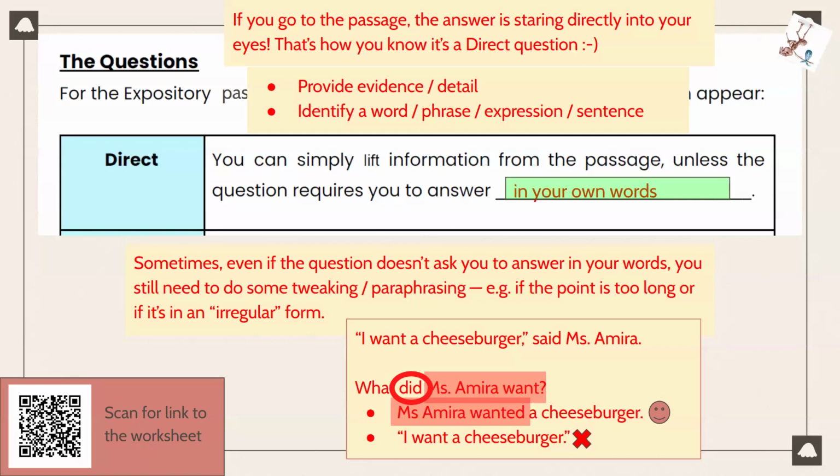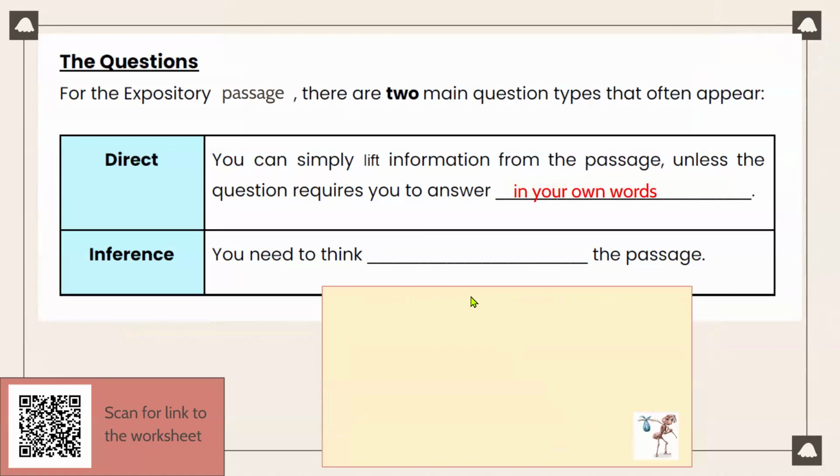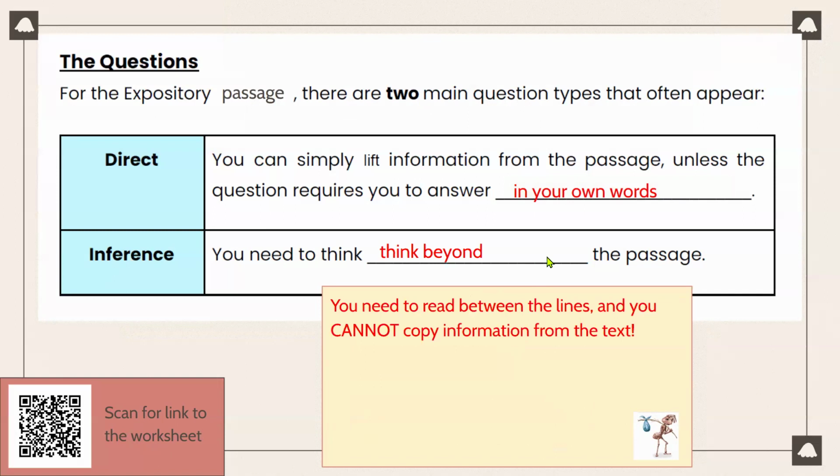Then let's take a look at your inference question, which sounds very familiar because you have been inferring for the longest time. For inference questions, the TLDR, as I like to say, the short summary of it, is that you need to think beyond the passage. Basically, you need to read between the lines. The answer is not there for you to copy and paste as is. You need to do some inferring. It's like making logical guesses. Absolutely, you're making logical guesses.